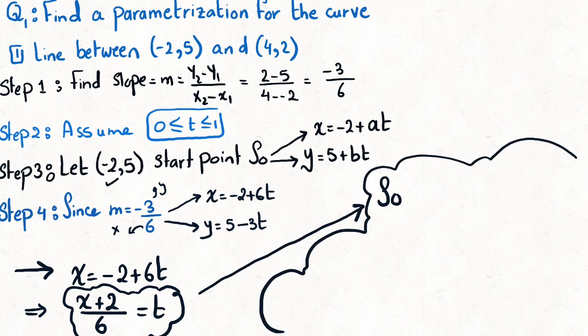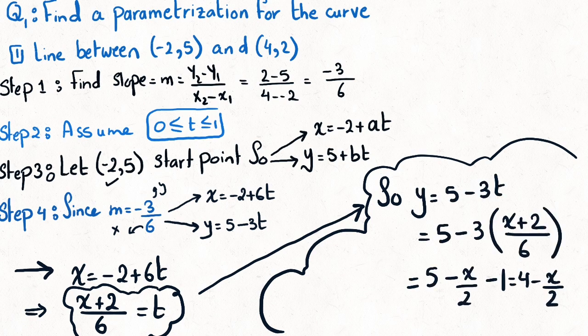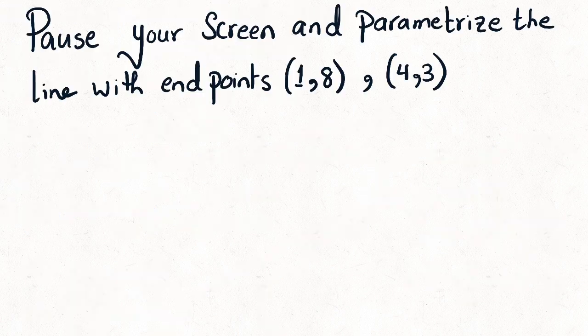I already did the parameterization part, but you can, if you want, solve for t. Take x equals -2 plus 6t, solve it for t, go back to the y equation, replace it, then you will have the original equation of the line. Okay, freeze your screen and solve this question and compare your answers.